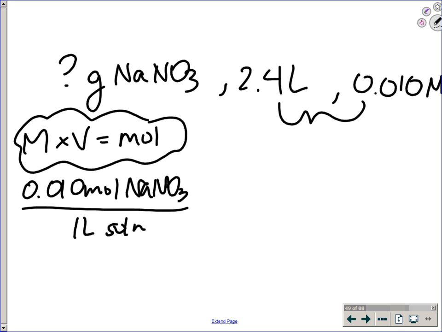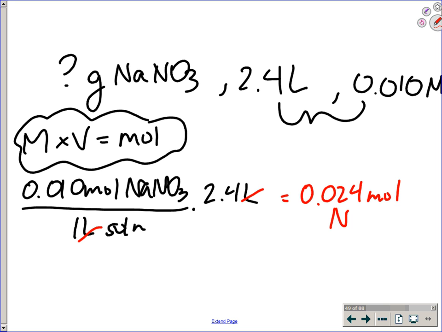Well, we're making a whopping 2.4 liters of that solution, so we're going to have a lot more moles than what's present in 1 liter. That's why we're multiplying. So that times 2.4 liters, what cancels? Liters. And what do we get? 0.024 moles of sodium nitrate. You don't have to stop at calculating moles, it's just nice to know you're on the right track.